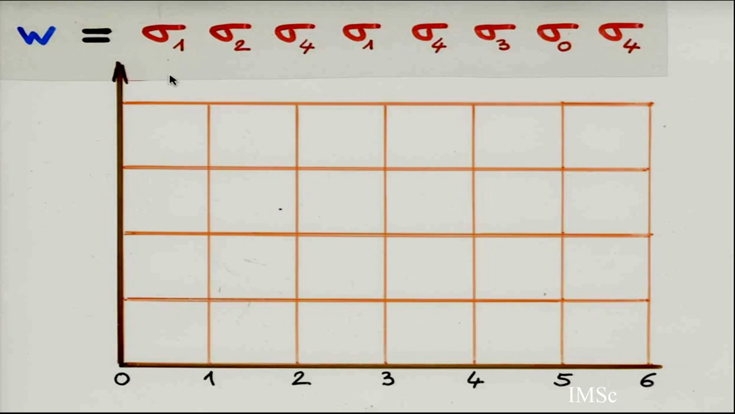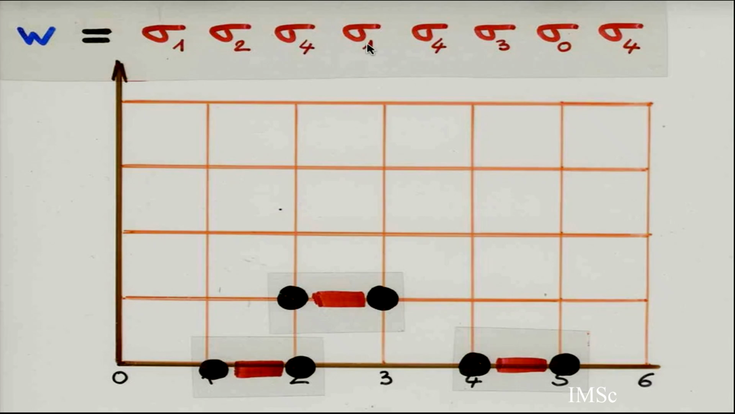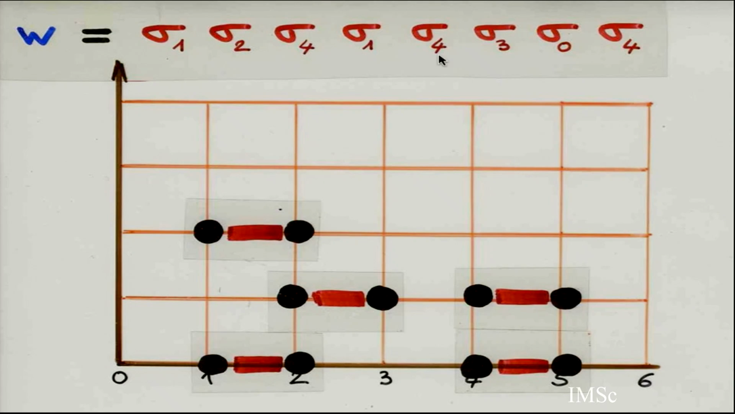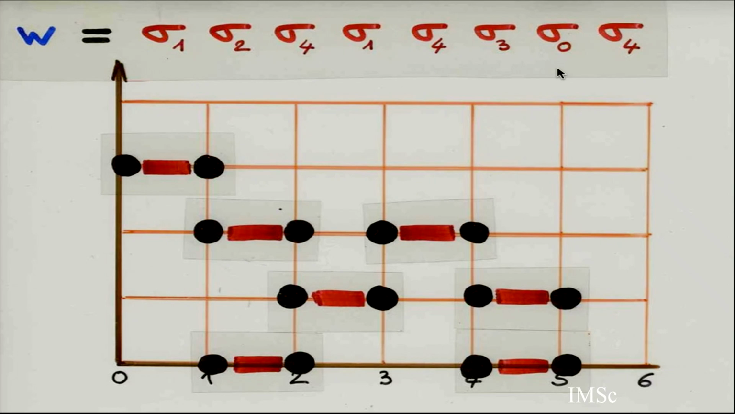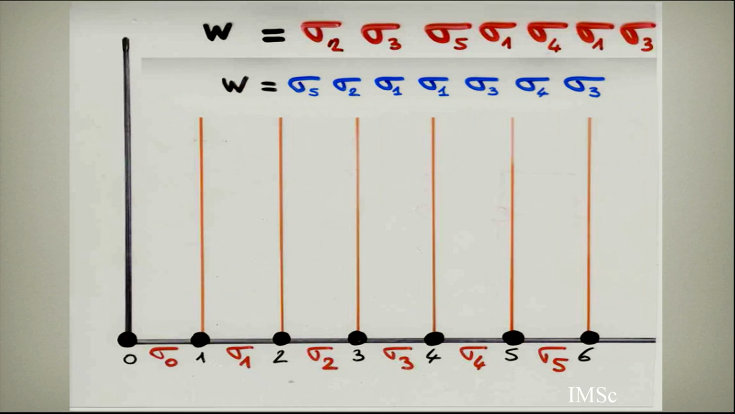So for example, take this word: sigma 1, sigma 2, sigma 1, sigma 2, sigma 4, sigma 1, sigma 4, sigma 3, sigma 0, sigma 4. From this word, you get a heap. Now Lemma 2 tells you that these two words, in red and blue, are equivalent for the commutation relation. And you meet this commutation in many algebraic structures: the symmetric groups, the braid groups, the Temperley-Lieb algebra. There are many algebraic structures having this commutation relation.